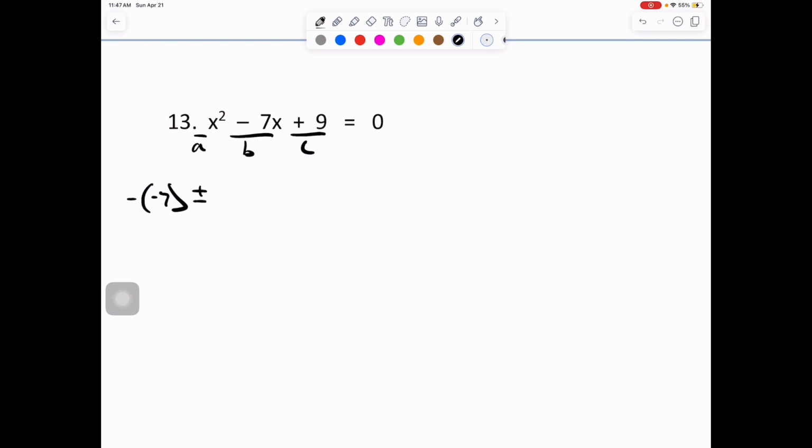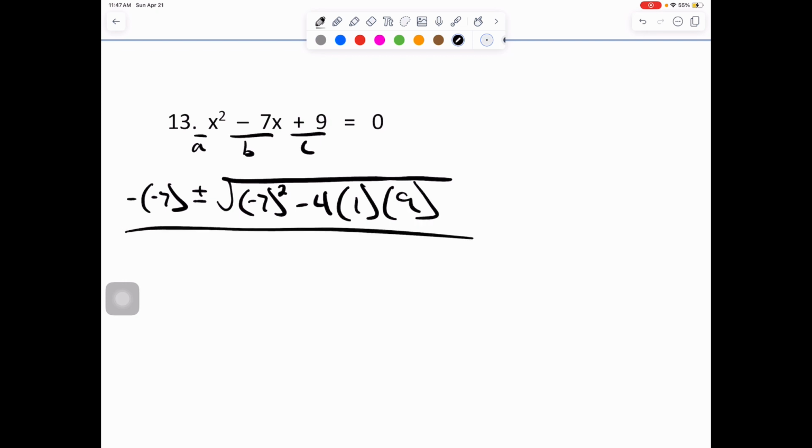All right, bring down your plus minus, open up that radical. Negative 7, we'll square it, minus 4, I'll extend this out, times our A, which is 1, times our C, which is 9. We will set this over 2 times 1. All right, and let's go ahead and rock that computation.